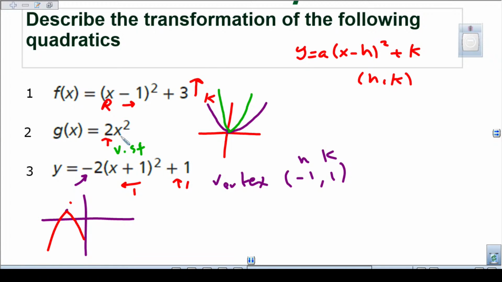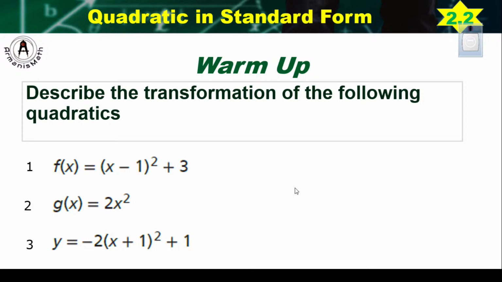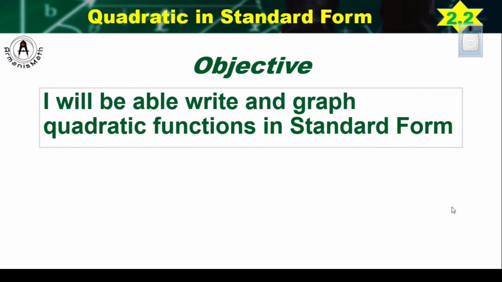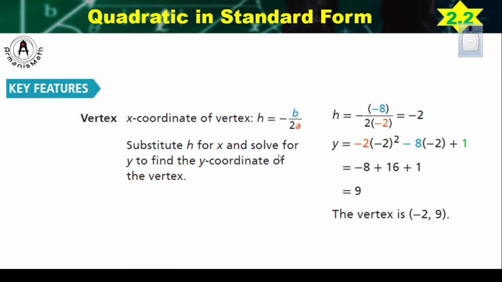Okay, good job. So here's the objective of today. I will be able to write and graph quadratic functions in standard form. Apparently you could, right off the bat, say there's another form of the quadratic function, which in this case is called standard form. And standard form is unique because this one you're actually going to sing ABC together. Yes, this one has the ABC, and you've got to know the ABC. What does that mean? Let's take a look.